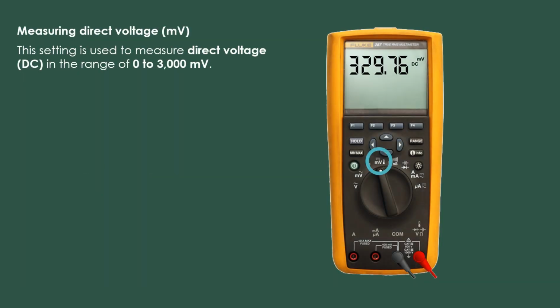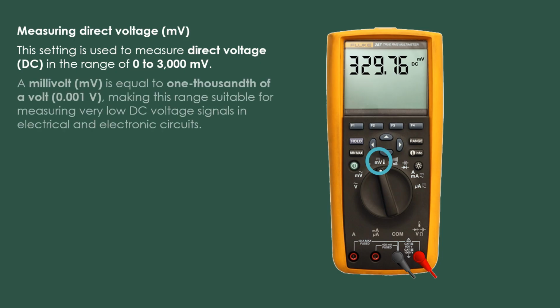Measuring direct voltage, millivolt. This setting is used to measure direct voltage, DC, in the range of 0 to 3000 millivolts. A millivolt is equal to 1,000th of a volt, making this range suitable for measuring very low DC voltage signals in electrical and electronic circuits.